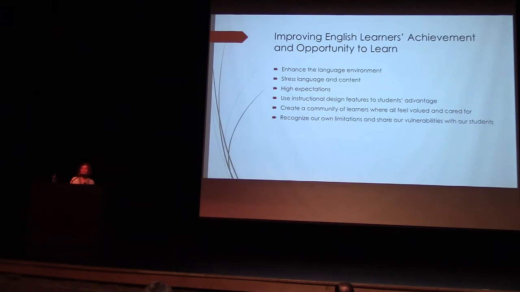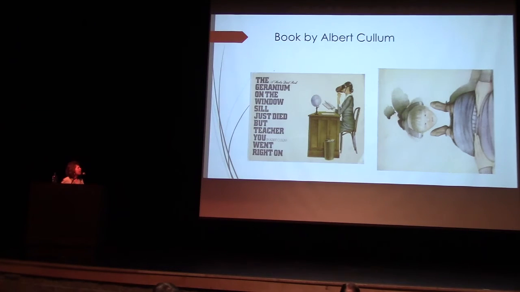And we also recognize our own vulnerabilities. I go into a classroom and I say, you know what, honey bunches, I'm a monolinguistic learner. I only know one language. So you've got to help me because I'm not familiar with your language. And we need to have a little bit more sense of our vulnerabilities and what we don't know and what we can learn from these children. And so I end by talking about this great book by Albert Callum.